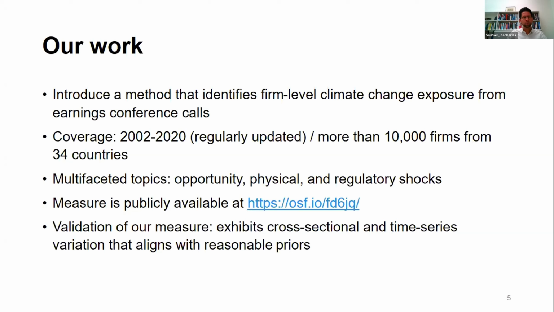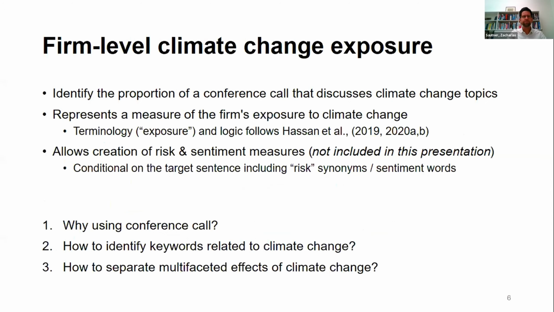You have the link here. You see it also on our paper. Everyone can use it, and we try to also make a little service to the profession in allowing other people to do exciting stuff with this. What we show in the paper, I'll also give you a bit of information later on, is that it's likely to be a relatively valid measure of exposure. It exhibits, in the cross-section and in the time series, variation that is reasonable, that aligns with reasonable priors. I'll say more about this in a second.